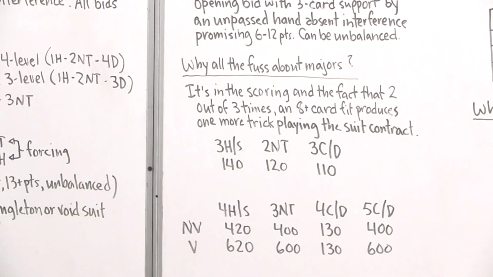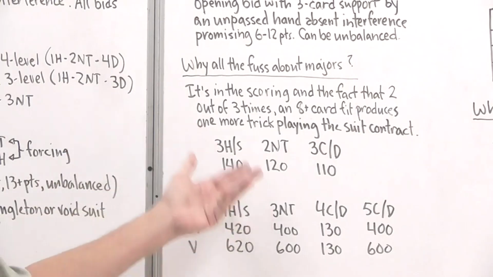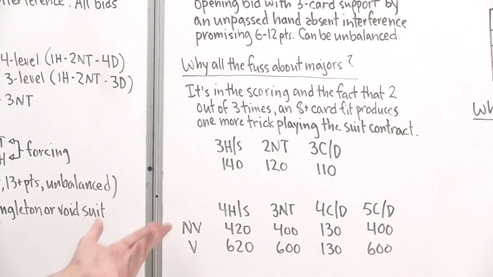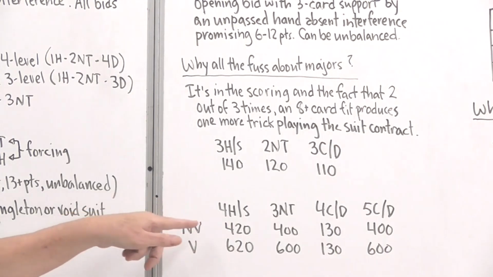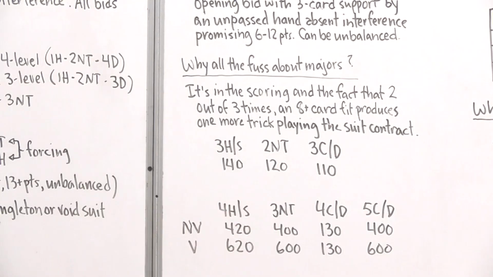Now, with better hands, let's say hands where game is a possibility. Let's suppose the same hand can make either 4 of a major, 3 no trump, or 4 of a minor. Well, not vulnerable, 4 of the major will pay us 420. 3 no trump will only pay us 400. And 4 clubs is an even game. Even if we did get the game, still, the major suit pays better. And when we're vulnerable, those numbers go up, but the relationship stays the same. So this is the reason why in duplicate bridge, it's so important to find major suit contracts when they're playable.